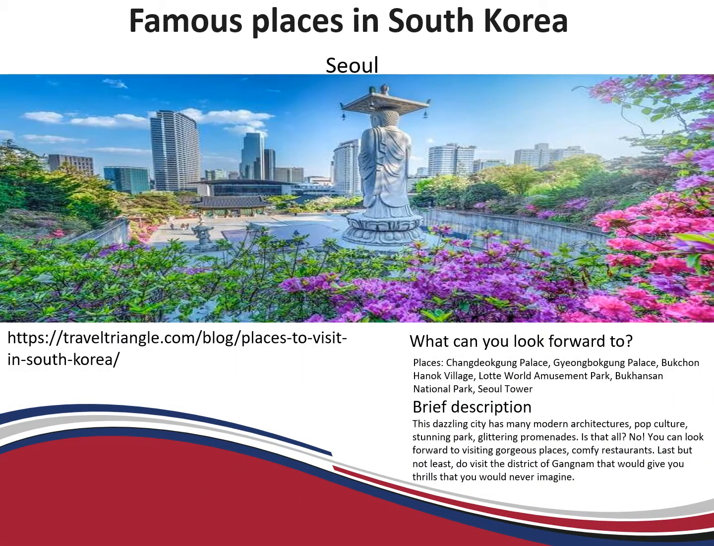Next up is a brand new segment that I will be introducing to you guys, which is known as famous places within a country. With that in mind, let's move on to knowing about famous places in South Korea. First up will be Seoul, which is known for being the capital of South Korea, and it boasts many places such as the Cheonggyeokgung Palace, the Gyeongbokgung Palace, the Bukchong Hanok Village, the Lotte World Amusement Park, the Bukhansan National Park, and last but not least, the Seoul Tower.